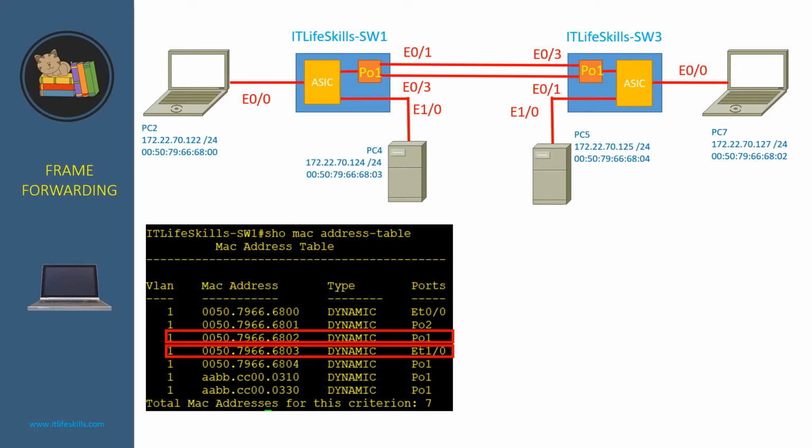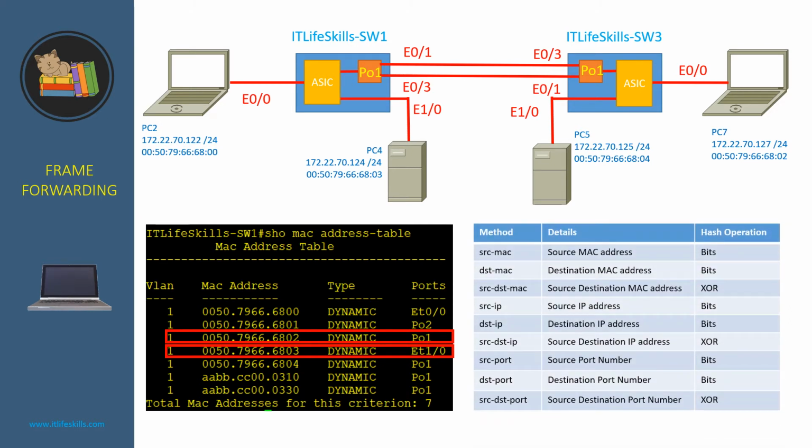Therefore, there must be a method to figure out which physical port the switch will use to forward frames. This method is called load distribution or load balance, and its detail is given in this table. The table lists all load balance methods with their hash operation to select the physical port to forward frames.